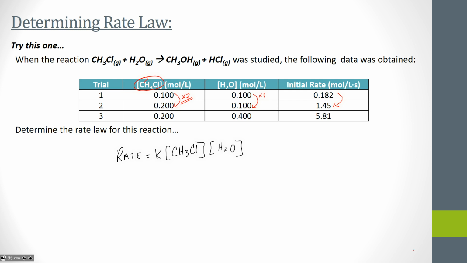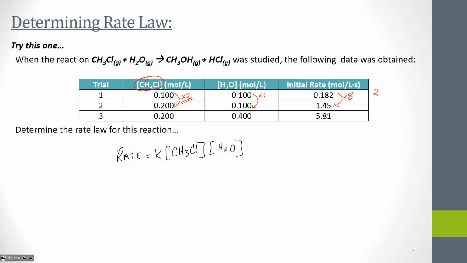So that doubled. Now 0.182 to 1.45. Well, that's not such an easy thing to see. So how do I get, what do I times by to get from 0.182 to 1.45? So we just take 1.45 and divide it by 0.182, and I got 7.967. So we're saying that's roughly a change by a factor of 8.